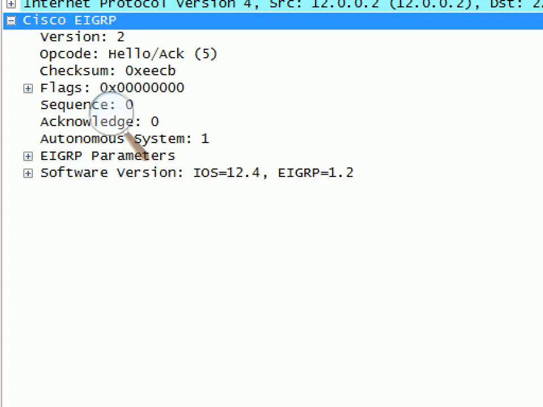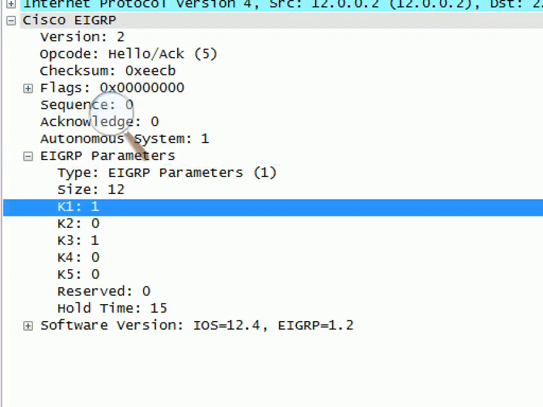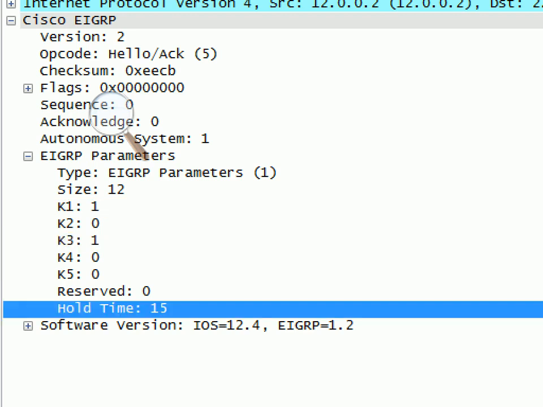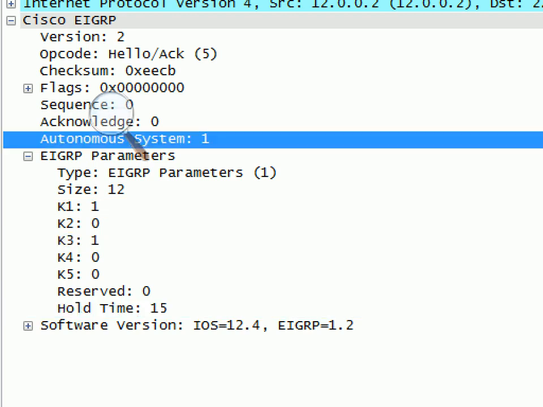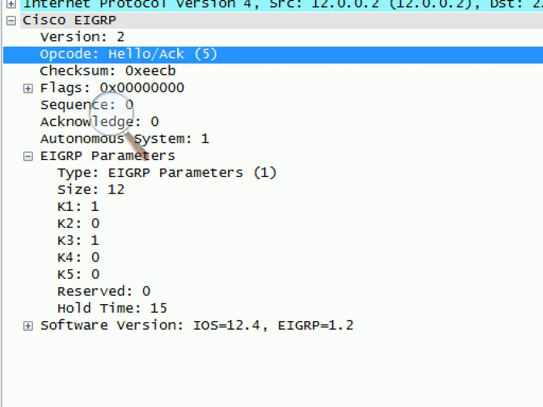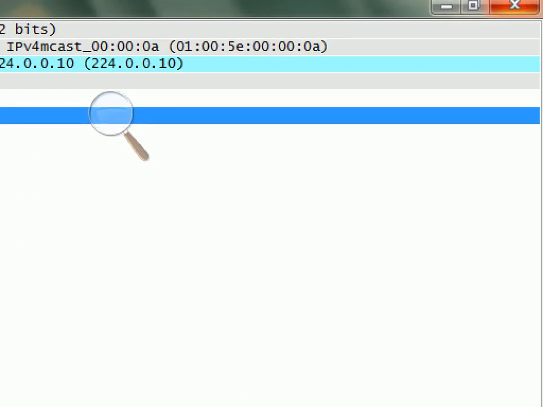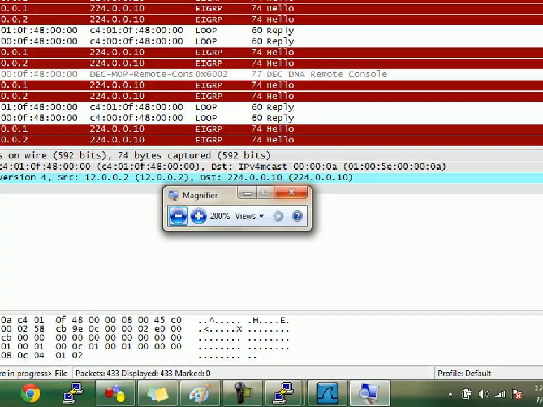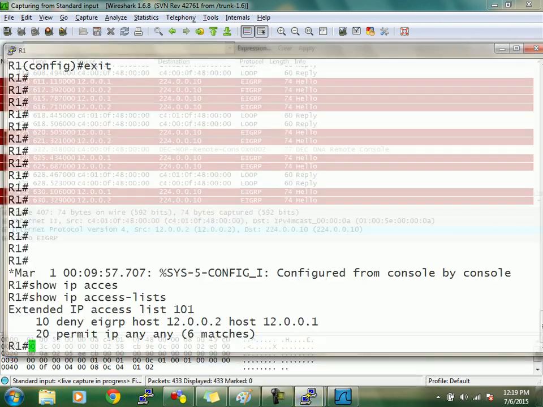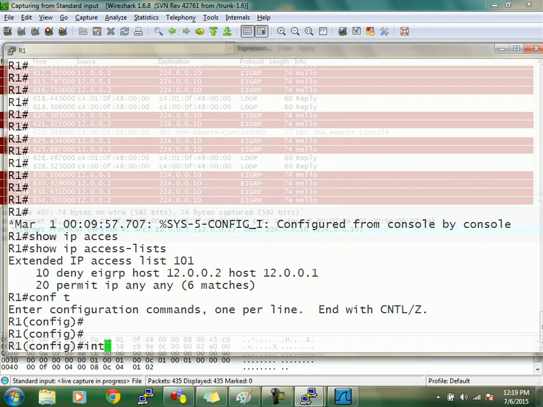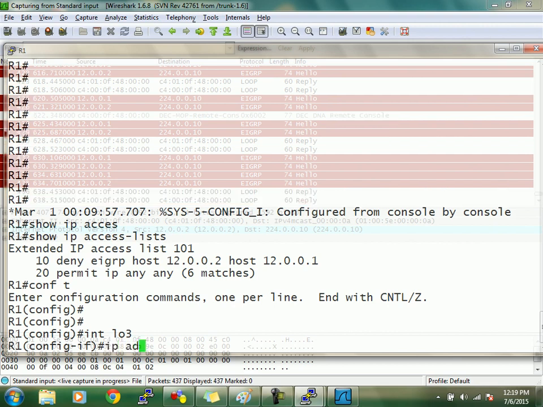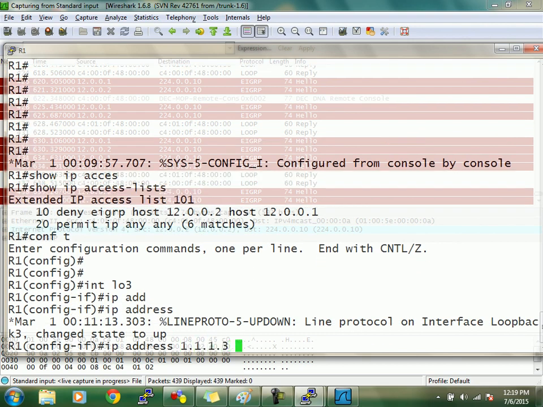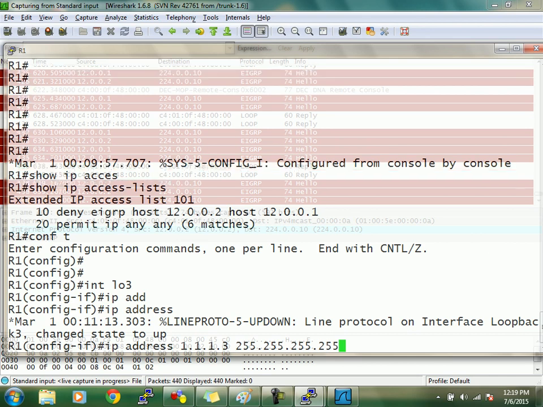This is the actual content in the hello message, EIGRP parameters. You can see K1, K3, hold time, my AS number. Fine. See, hello and ACK are the same messages, but with a different opcode. Fine. Now see here, R1 will again generate an update. IP address. Fine. This thing is clear.